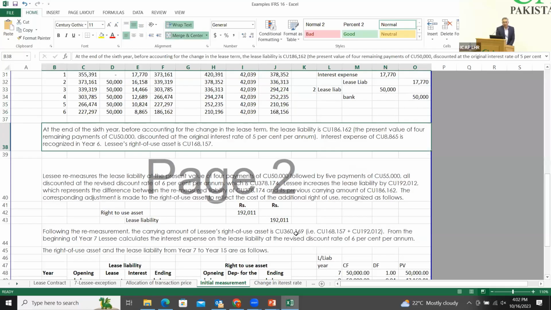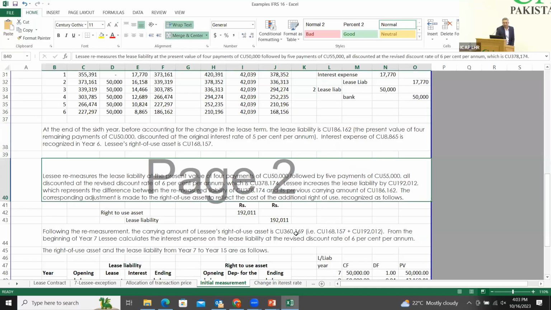At the end of the 6th year, before accounting for the change in the lease term, the lease liability is 186,162, the present value of 4 remaining payments of 50,000 discounted at the original rate. Interest expense of 8,865 is recognized in year 6, and lessee's right of use is 168. Lessee remeasures the lease liability at the present value of 4 payments of 50,000 followed by 5 payments of 55,000, all discounted at the revised discount rate of 6%.